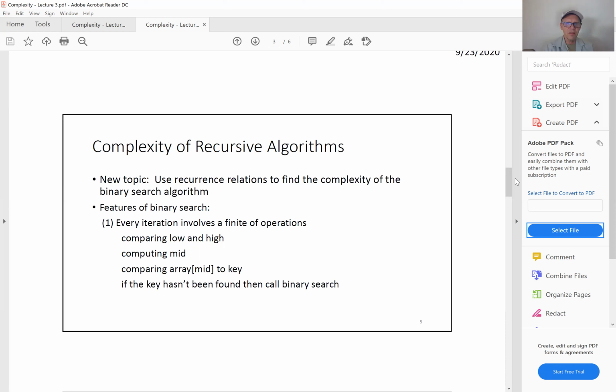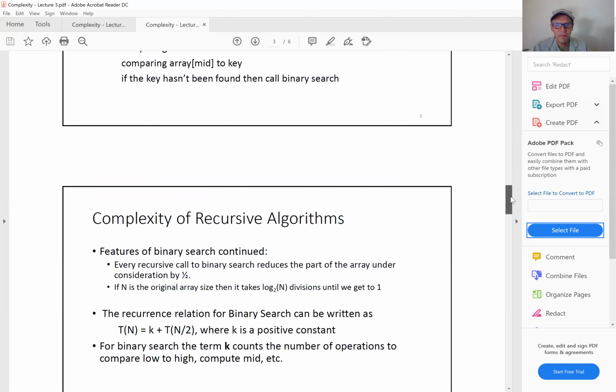And then you compute the mid, and assuming that you haven't left, you compare array of mid to the key, and if you haven't found the key, you call binary search again. So it gives an upper bound on the number of operations, but it's a constant. Is it like 5 or 6 or something? So that's important to know, that every time we call binary search, it's a finite number of operations. It has nothing to do with the length of the array. The length of the array, every time we call binary search, is irrelevant.